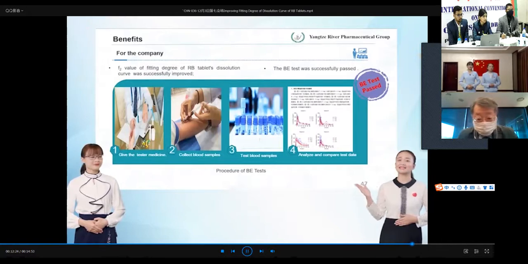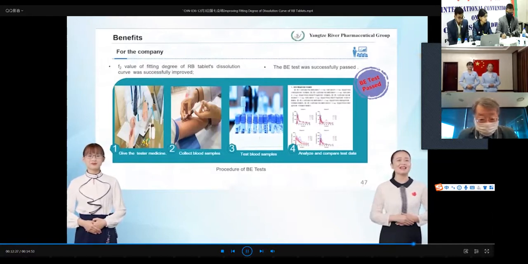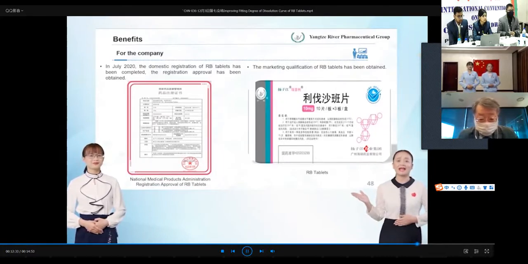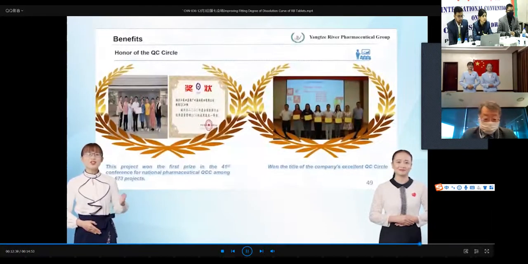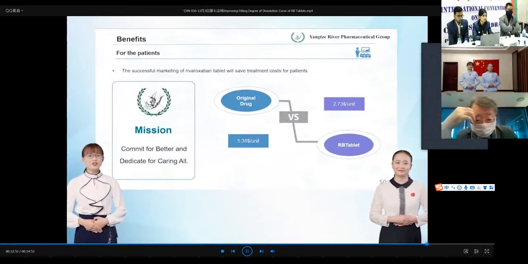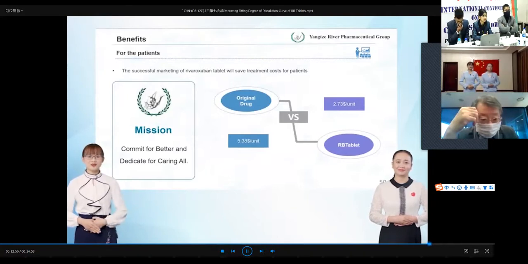Through this QC activity, we have successfully improved the F2 value. The BE test was successfully passed. In July 2020, RB tablet's registration approval was obtained. It means the RB tablet has obtained its marketing qualification. In addition, this project won the first prize in the 41st Conference for National Pharmaceutical QCC. Our QC Circle also won the title of the company's Excellent QC Circle. The successful marketing of RB tablets will save treatment costs for patients, which complies with the company's mission.